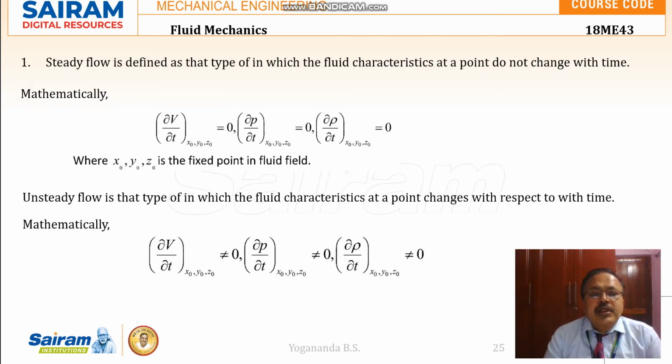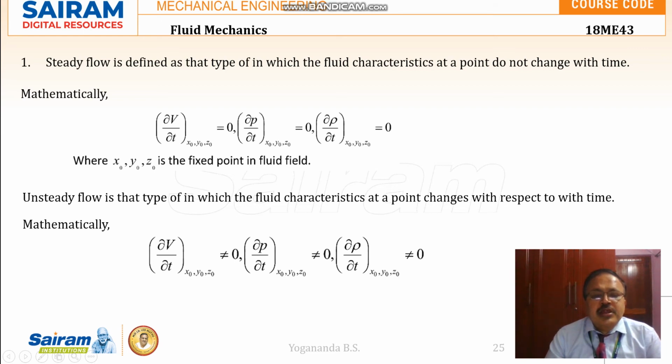Steady flow is the type of flow in which the fluid characteristics like velocity, pressure and density at a point will not change with respect to time. So mathematically we can write del V by del T at a particular space coordinate X0, Y0 and Z0 will be equal to 0. So there will be no change in the velocity. X0, Y0 and Z0 is the fixed point in the fluid field.